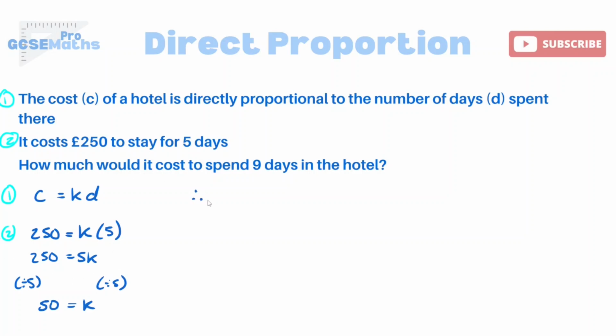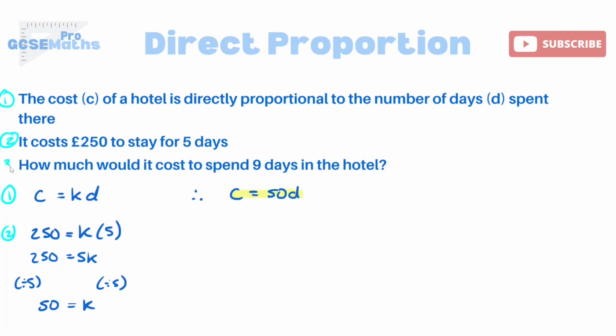I'm going to do our little therefore, rewrite the formula, but with K as a number. So C equals 50D. What that's basically saying is the cost is equal to 50 times the number of days. So effectively what we're saying here is that it costs £50 a day, doesn't it?